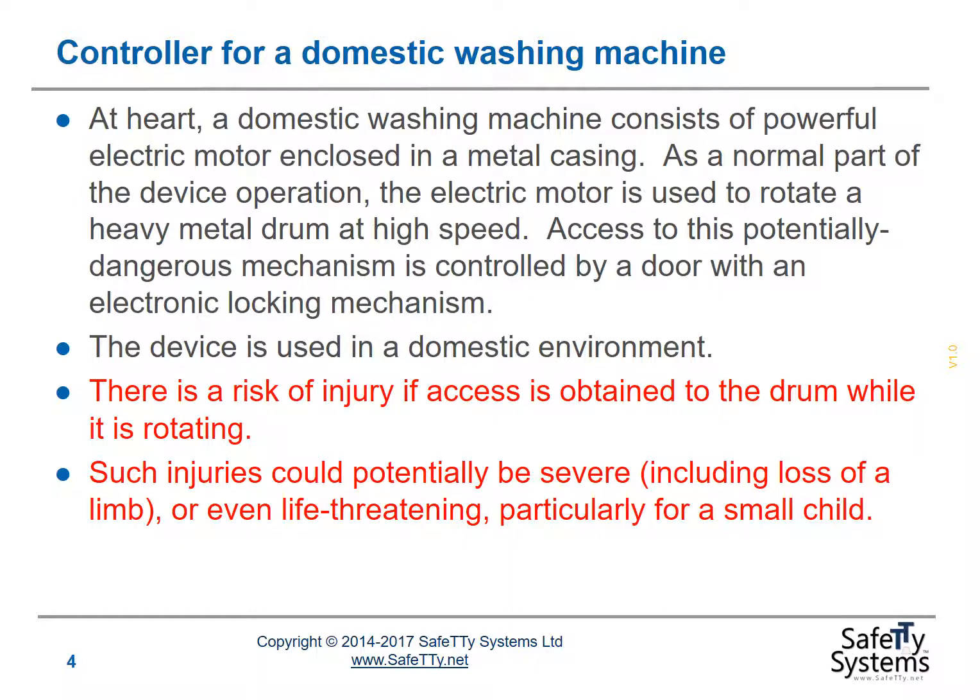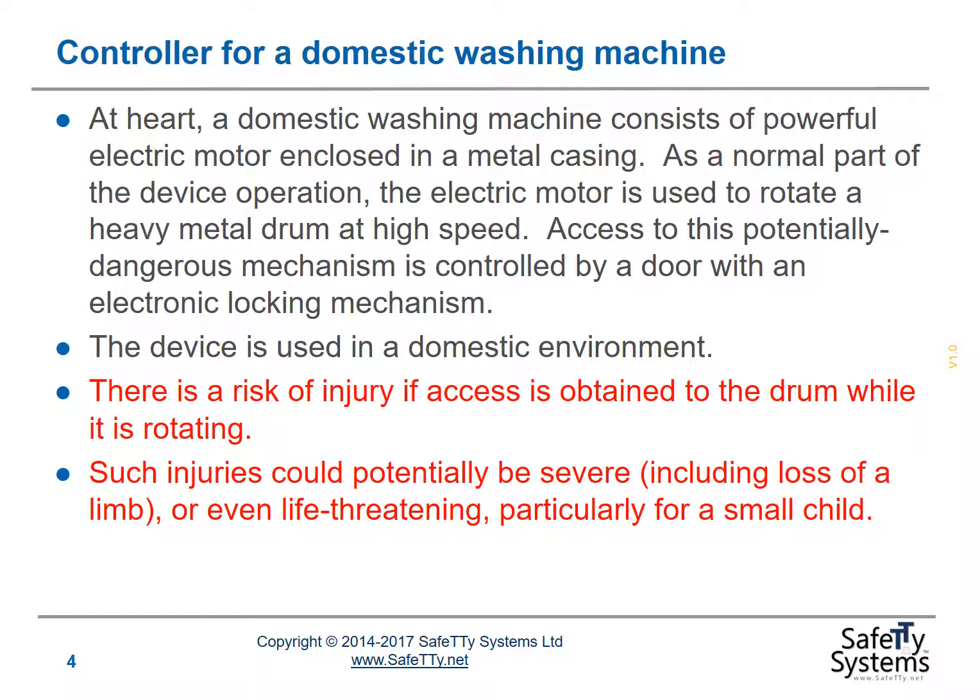So at the beginning of any project like this, we need to begin to consider some of the safety and sometimes security hazards. At the heart of a domestic washing machine, we have a powerful electric motor enclosed in a metal casing. As a normal part of the device operation, the electric motor is used to rotate a heavy metal drum at high speed. Access to this potentially dangerous mechanism is controlled by a door with an electronic locking mechanism.